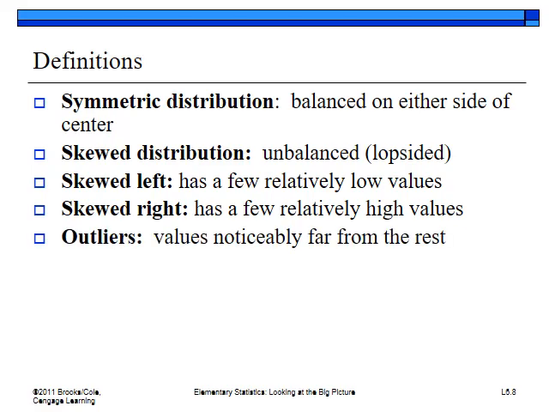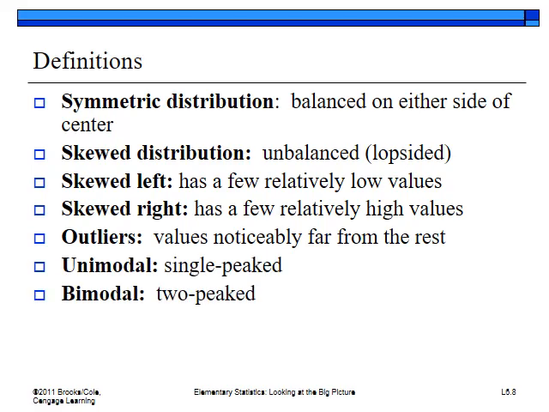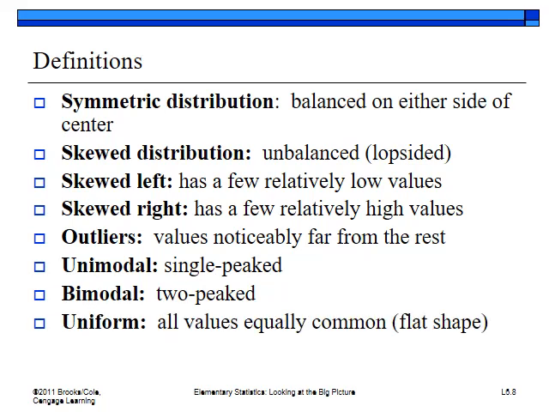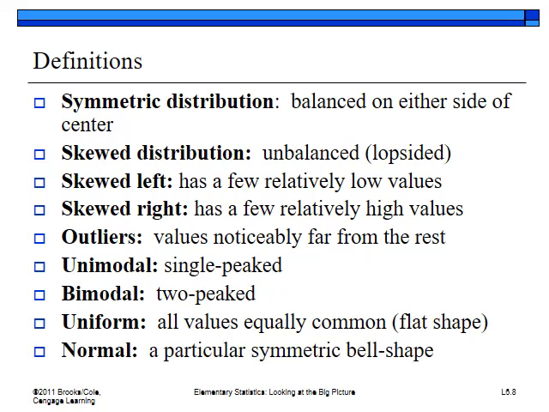An outlier is a value that is far away from all the rest, unusually high or unusually low. We'll say a distribution is unimodal if it has only one peak, and bimodal if it has 2 peaks. We'll talk about how to find those soon. A distribution is uniform if all values are equally common. In other words, it's hard to identify any peaks, anything that occurs most commonly. A normal distribution is a very particular type of distribution that has a bell-shaped curve.